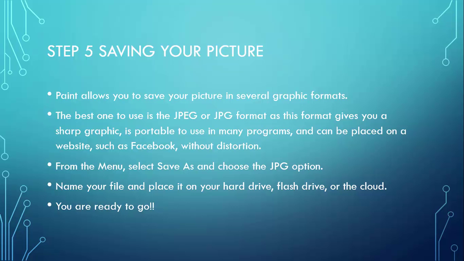So I'm going to go to the Paint menu option, select Save As, and choose the JPEG option. Name the file, place it on your hard drive, flash drive, or the cloud, and you are ready to go. Good luck and enjoy this very simple technique.